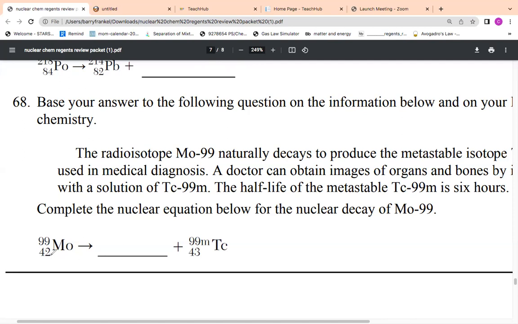Again, on this side, I've got 42 as my atomic number. On this side, I've got 43. So how do I basically bring the 43 down to 42? This must be a -1. And the mass hasn't changed, so this is just a 0.